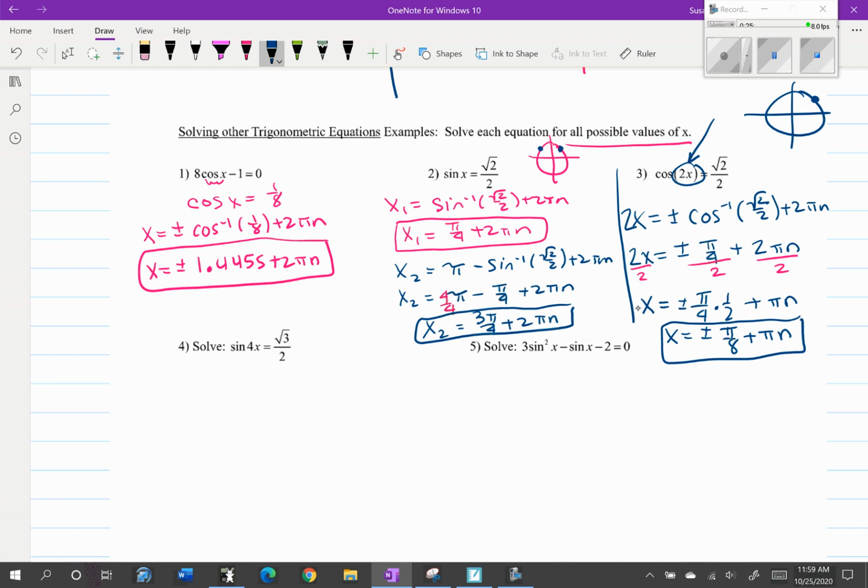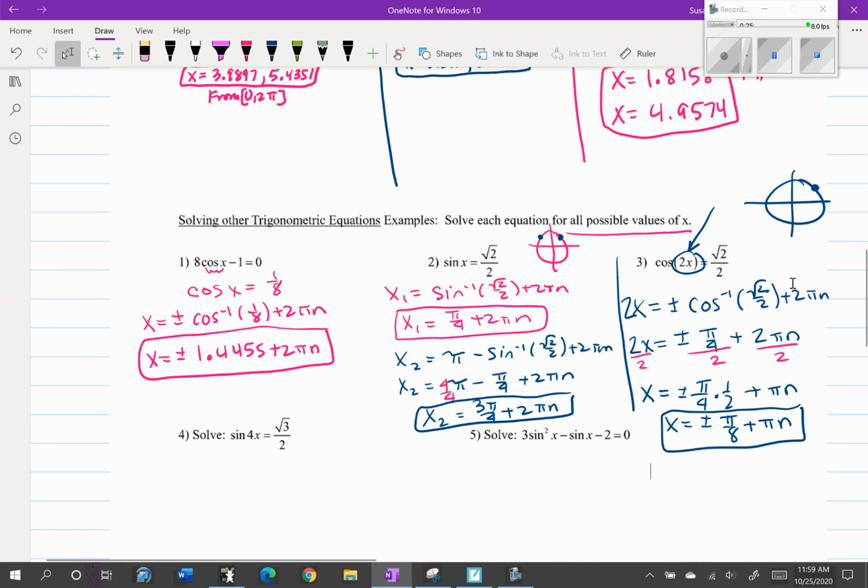And you can check your work, because remember, we talked about finding the period of our sine and cosine functions. Here, if your b value equals 2, remember that b times the period equals 2 pi. So 2 times the period equals 2 pi, so the period is equal to 2 pi divided by 2, which is pi. So that makes sense that our answer is plus or minus pi over 8 plus pi n. Those would give us our two solutions.